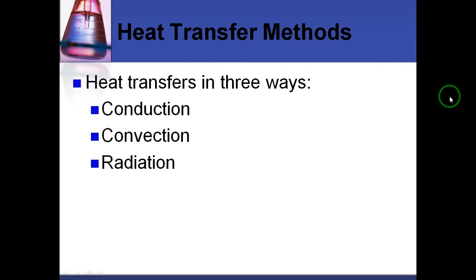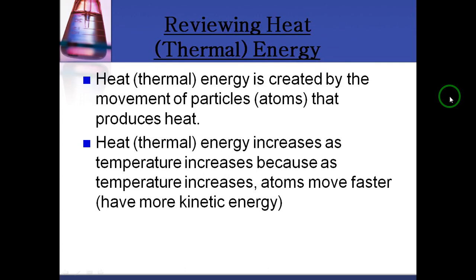Heat transfers in three methods. The first method is conduction. The second method is convection. The third method is radiation. Heat or thermal energy is created by the movement of particles or atoms. Heat energy increases as temperature increases because as temperature increases, atoms move faster. It has higher kinetic energy.